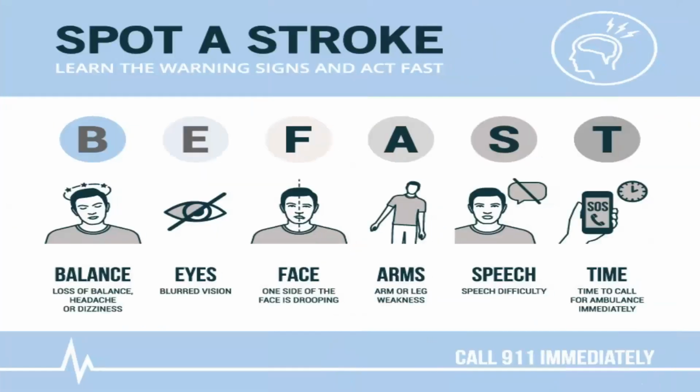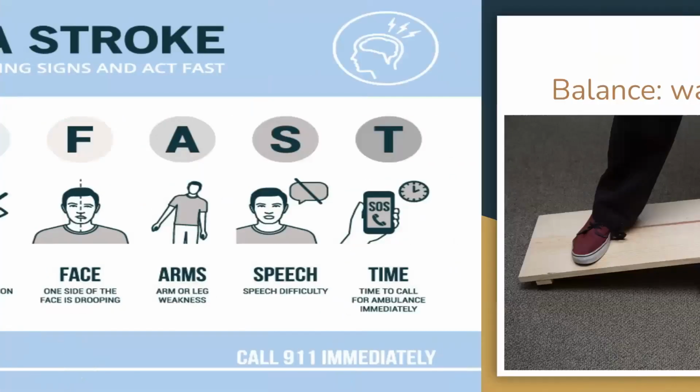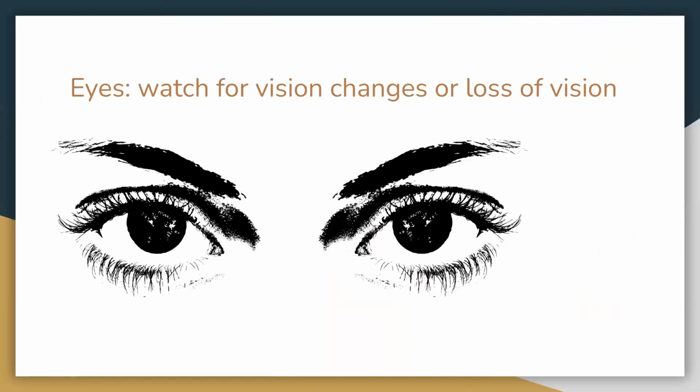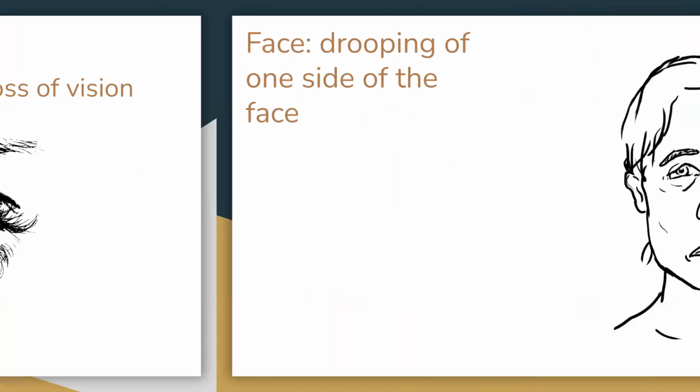To spot a stroke, we say BE FAST. B is for balance. You're going to see a sudden loss of balance with the person tilting to one side, having unsteady feet, becoming dizzy. E is for eyes, loss of vision or vision changes, such as blurry vision, reported by the person.